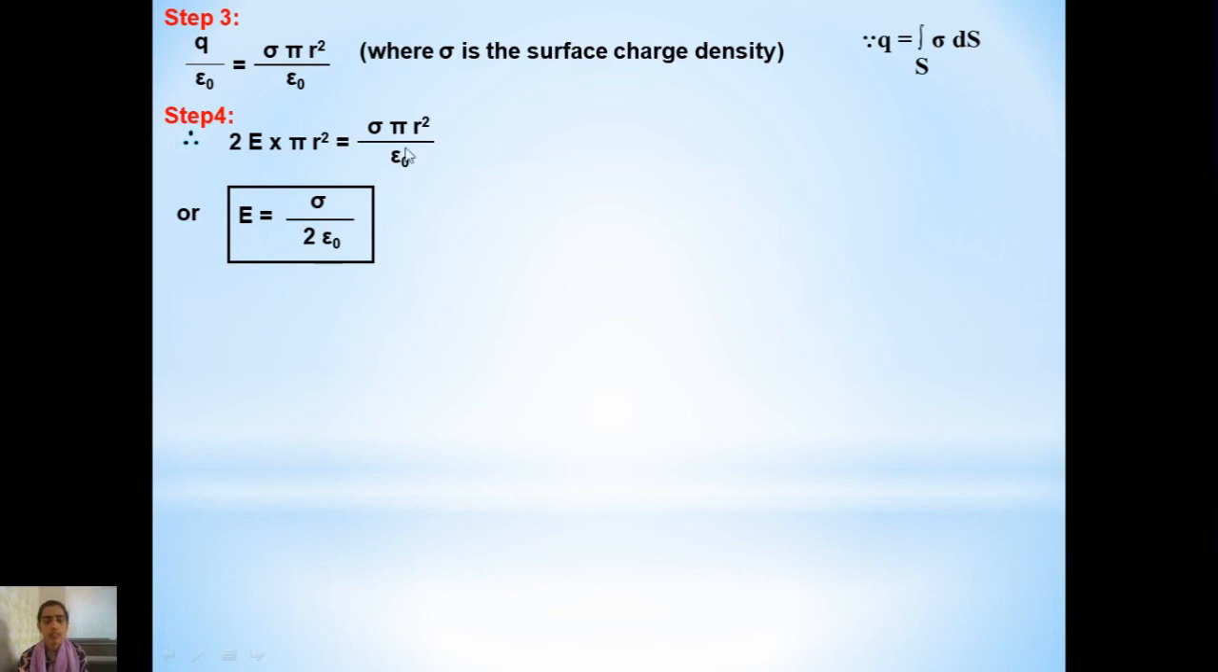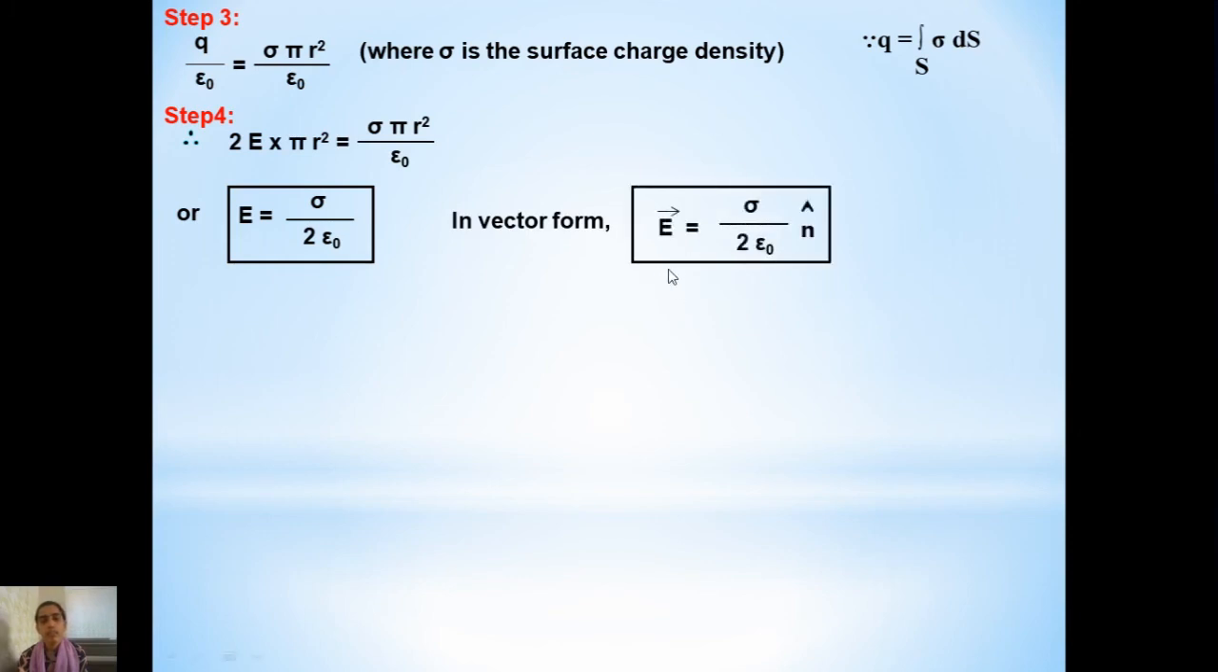So this is the equation for the magnitude of the electric field intensity for a thin charged plane sheet which is infinitely long. Right? If we write it in vector form, vector E is equal to sigma divided by 2 epsilon naught into n cap, where n cap is the unit vector which gives you the direction of the electric field intensity.